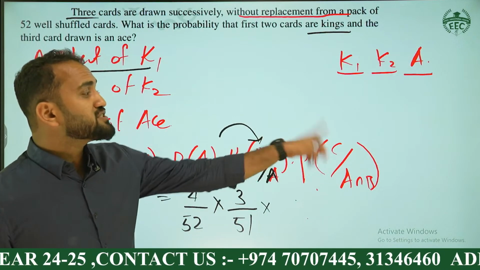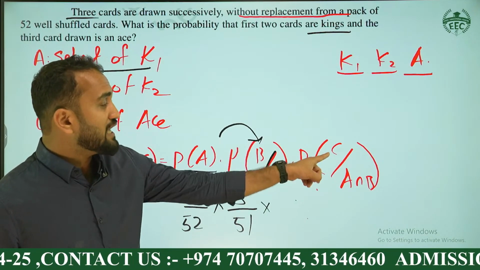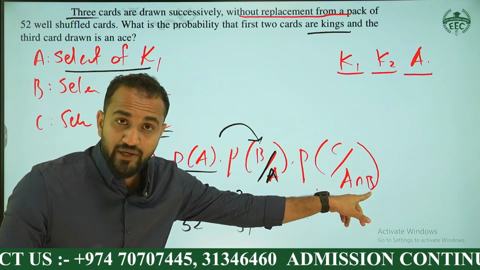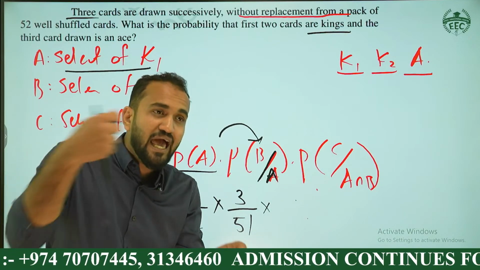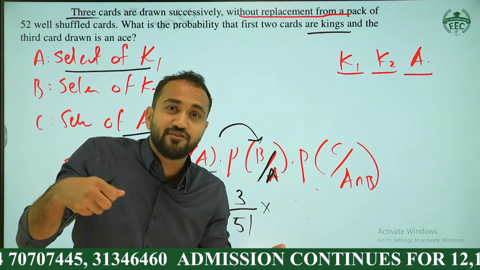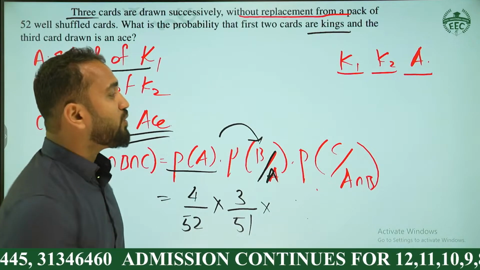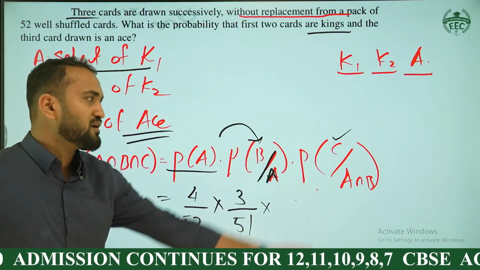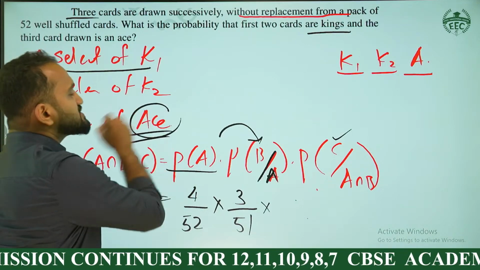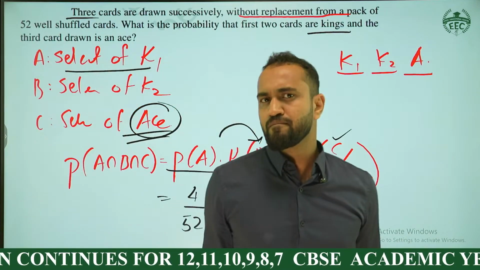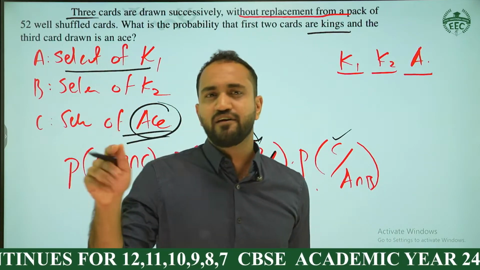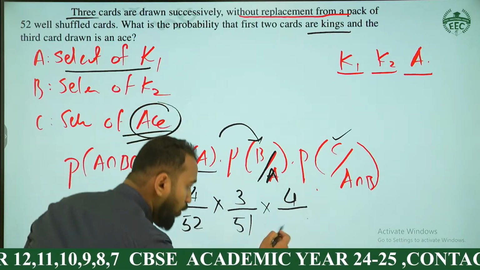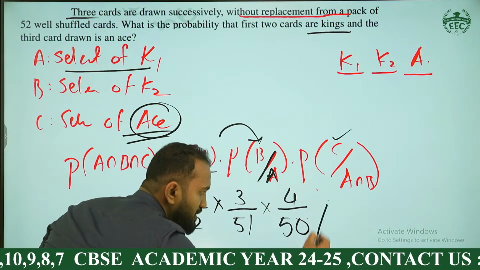Into P of C. What is the probability of selection of an ace card if A and B happened earlier, which means the first king and the second king are selected and thrown away? In that case, tell me what is the probability of event C? What is the probability of selection of the third ace? People, how many ace cards are there? 1 ace card from one suit, therefore 4 suits, it will be 4. Therefore, the answer will be 4 by, but how many cards are left? 4 by 50.